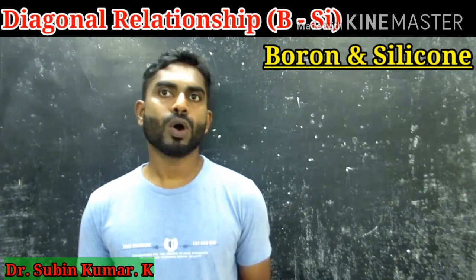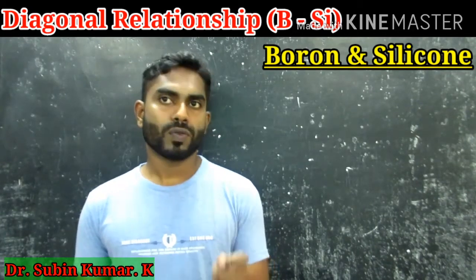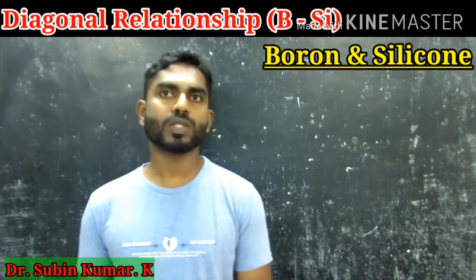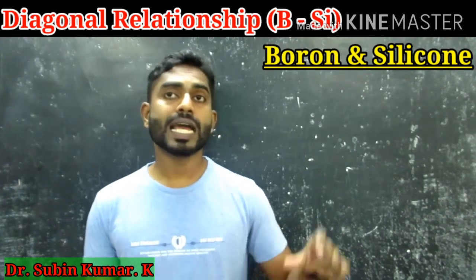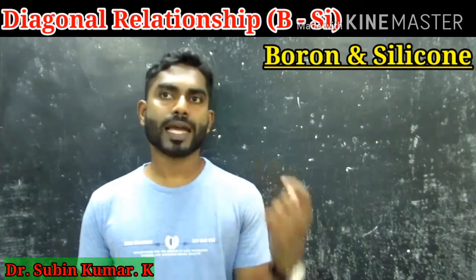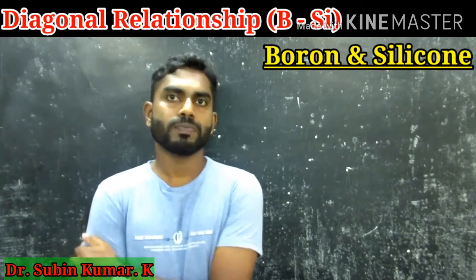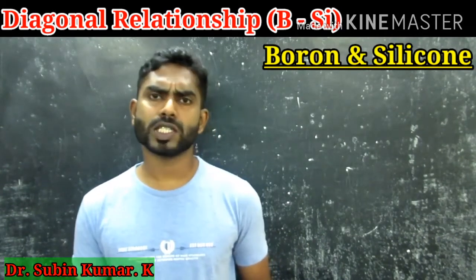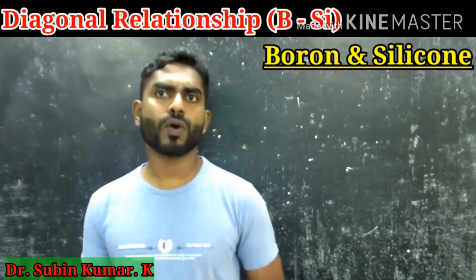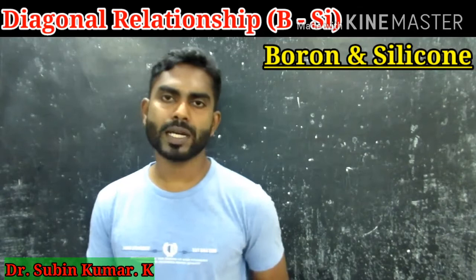An element of the lighter elements of the second period resembles the element of the third period placed diagonally to its right in the next group. This is called diagonal relationship. Then the cause of diagonal relationship, the reason for it, can be explained as follows.